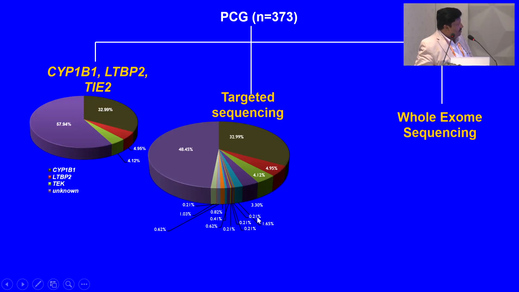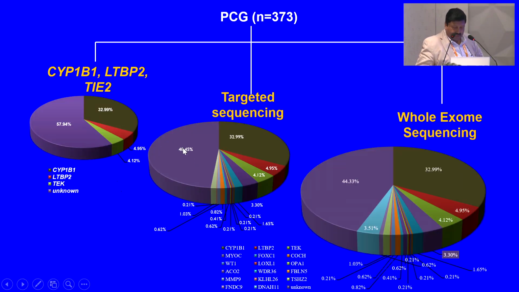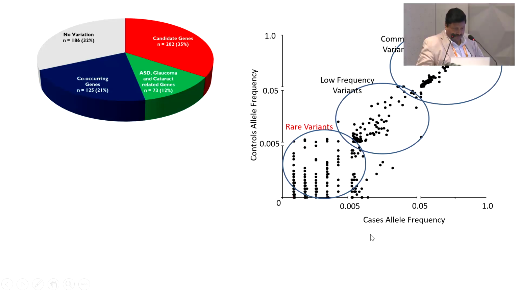When we use other forms of sequencing, deep sequencing, like a targeted panel, we reduce that to another 48%. Using whole exome sequencing, we reduce that further, and so on and so forth. But what is interesting is that 20% or so are the co-occurring alleles, as I showed, where they do have corresponding genetic as well as physical interactions. And this is not necessarily the case with congenital glaucoma.